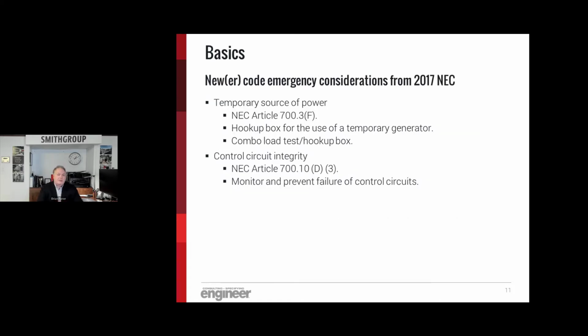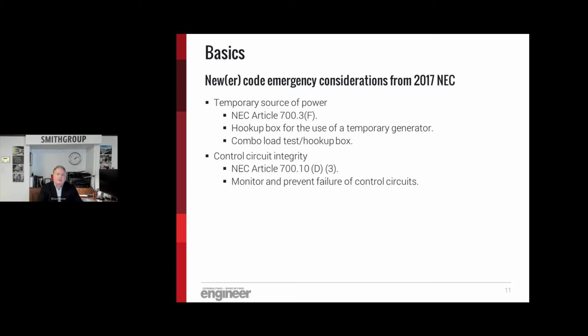So what are some of the newer things that we've been dealing with regarding the electrical code with generators? One is a temporary source of power, which is covered under Article 700.3 when it's an emergency generator or classified to power emergency loads. It's always been good practice to have a hookup box, not only for a temporary generator should the generator fail, but also to do load testing should you not have a permanent load bank required. But now NEC requires these for emergency systems. So it's not just good practice, it's mandated when you have emergency systems.